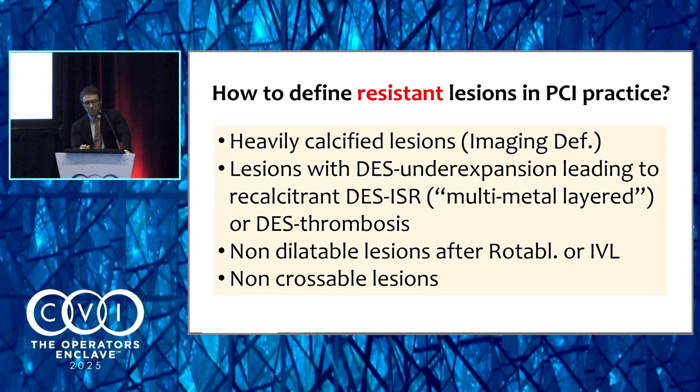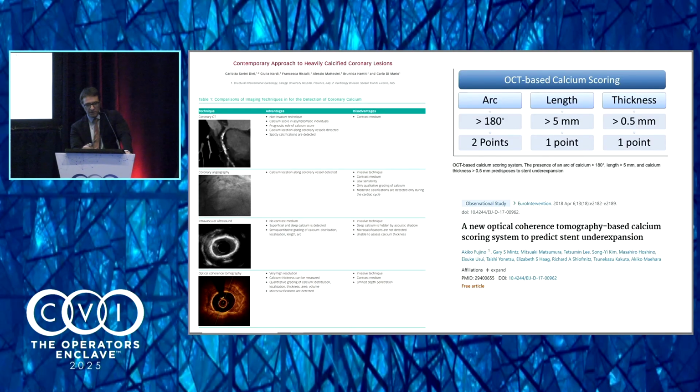But we have a problem nowadays, with many different situations with the stent. We have a lot of stents underdeployed, underexpanded, with stent thrombosis, recalcitrant in-stent restenosis. The stent is an issue nowadays, and undilatable lesions even after rotablation and IVL, a resistant lesion or not crossable lesion.